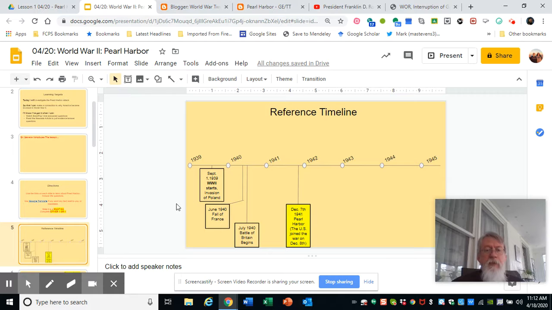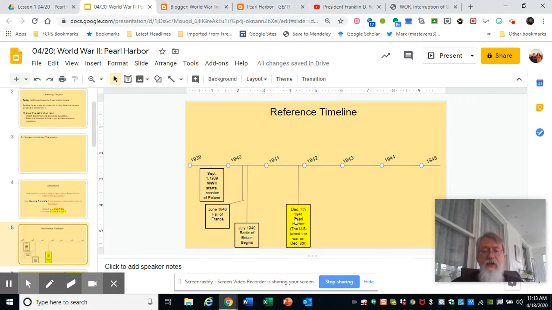So, timeline. You've already learned about the start of the war, September 1st, 1939, invasion of Poland, when Germany started to do some really bad things. Then the fall of France. Then the Battle of Britain begins. And now it stretched for a while, as you know.